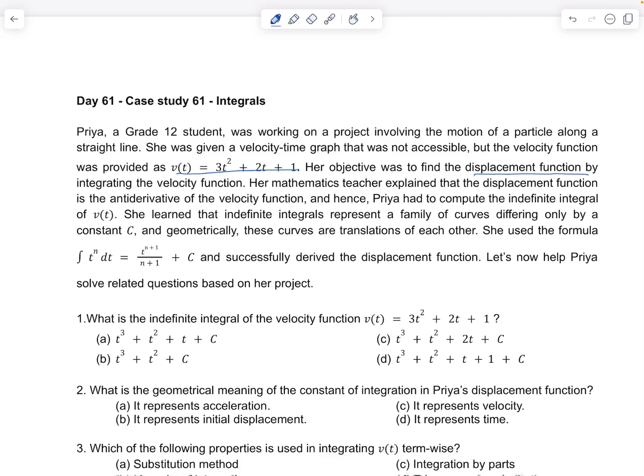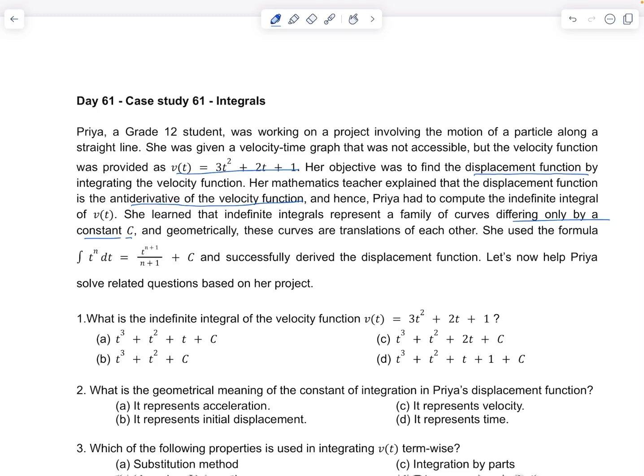Her mathematics teacher explained that the displacement function is the antiderivative of the velocity function, and hence Priya had to compute the indefinite integral of v of t. She learned that indefinite integrals represent a family of curves differing only by a constant c. And geometrically, these curves are translations of each other. She used the formula integral t power n dt is equal to t power n plus 1 by n plus 1 plus c and successfully derived the displacement function.